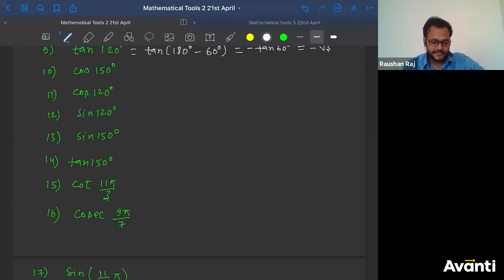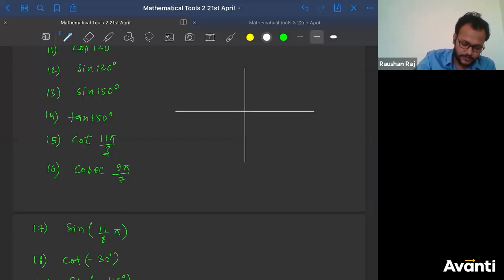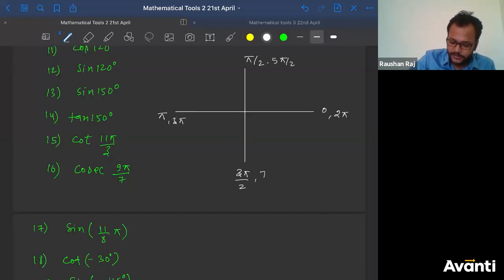Okay, 15, 16. Chalo. Okay, let me solve 15 first. So cot 11 pi by 3. Cot 11 pi by 3. This is 0. This is pi by 2. This is pi. This is 3 pi by 2. This is 2 pi. This is 5 pi by 2. This is 3 pi. This is 7 pi by 2. This is 8 pi by 2. That means again you'll come to 4 pi. Again add plus pi by 2, plus pi by 2. You'll get these answers, right?